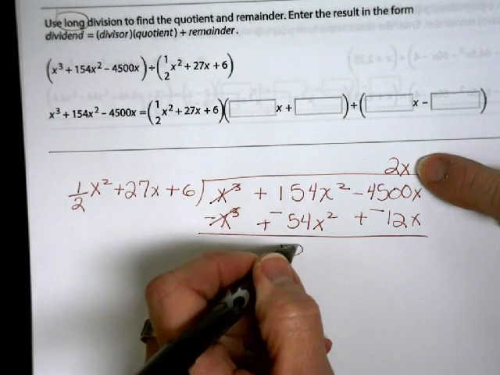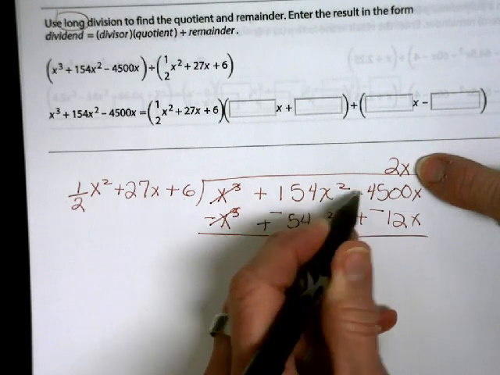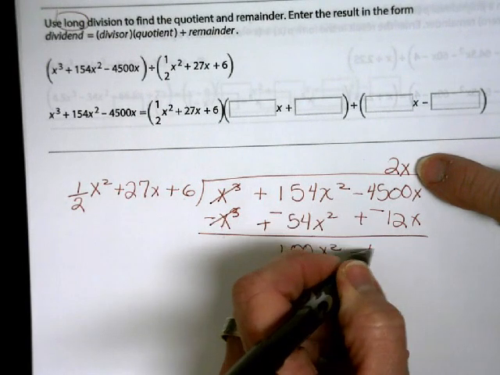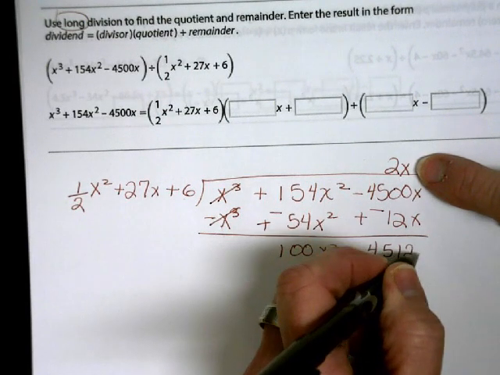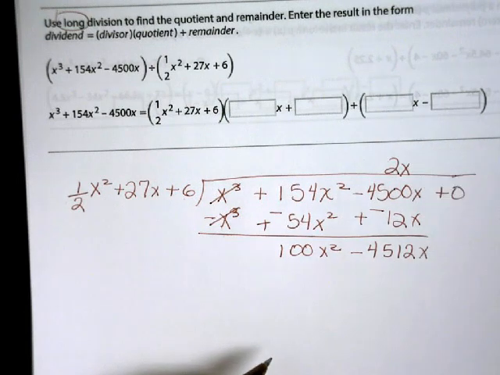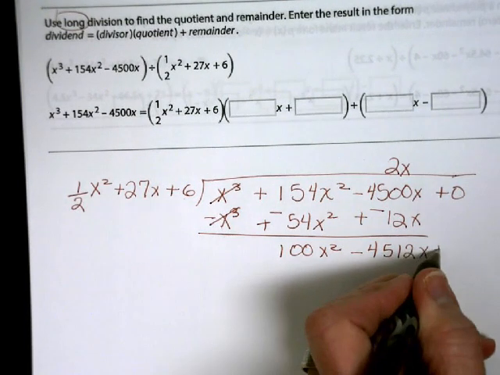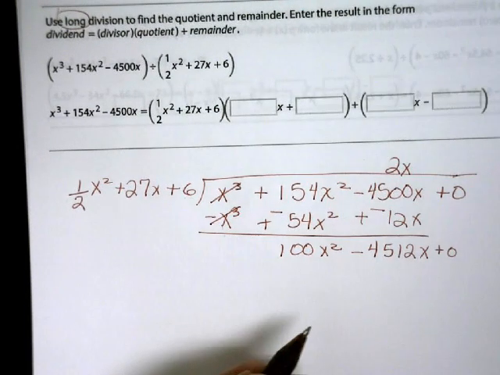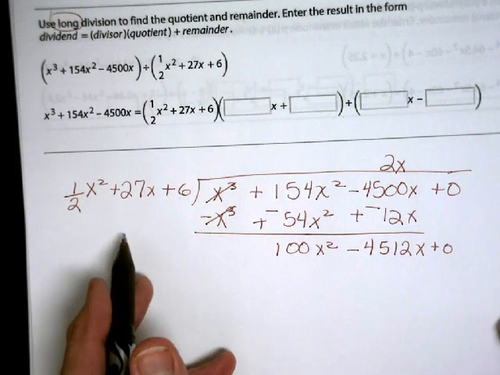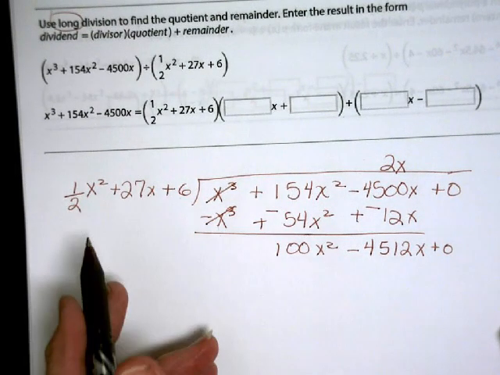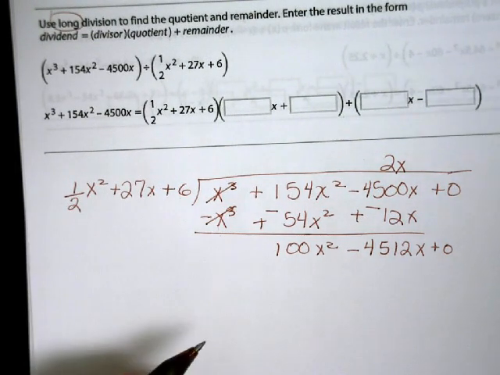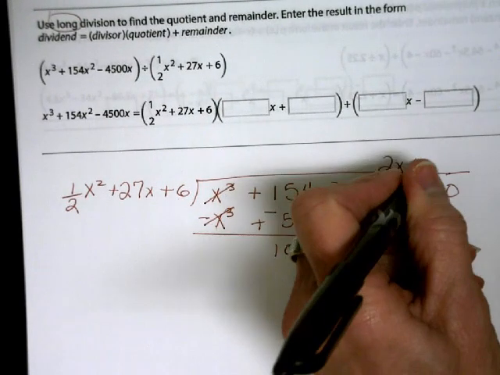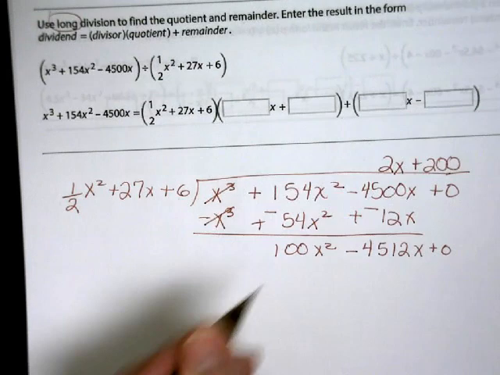I get 100x squared, and then I have both negatives, so I have 4512x. Big numbers. Plus 0. So now you know this. What do I take 1/2 times to get 100? 200. Good job. Number sense. There it is.